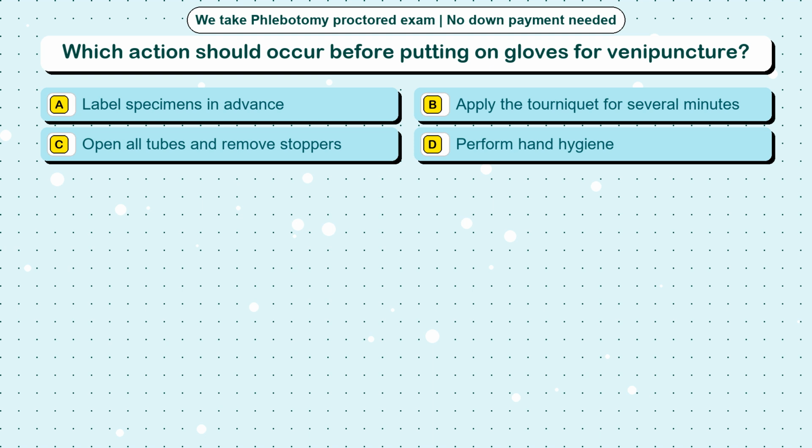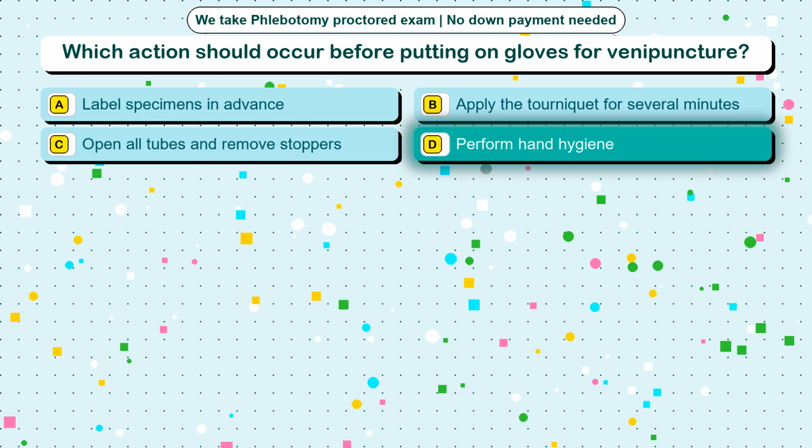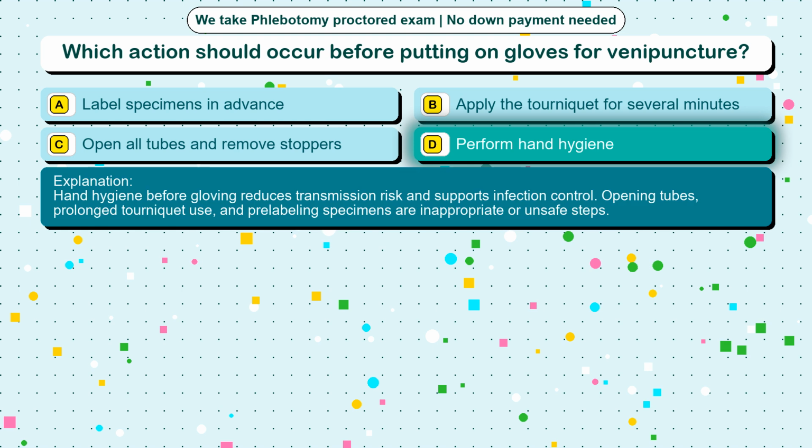Option A, label specimens in advance. Option B, apply the tourniquet for several minutes. Option C, open all tubes and remove stoppers. Option D, perform hand hygiene. The correct answer is option D, perform hand hygiene. Hand hygiene before gloving reduces transmission risk and supports infection control.